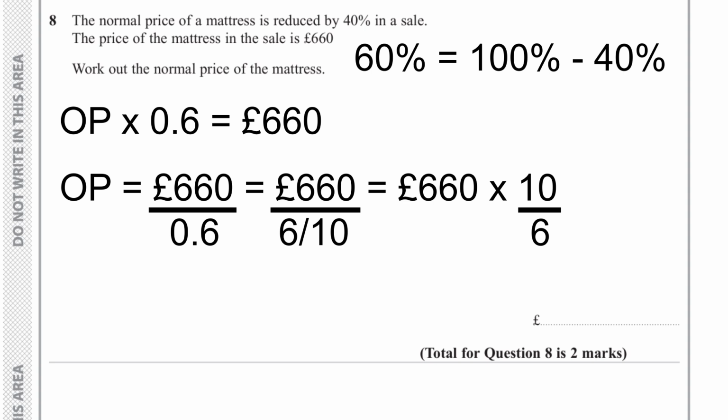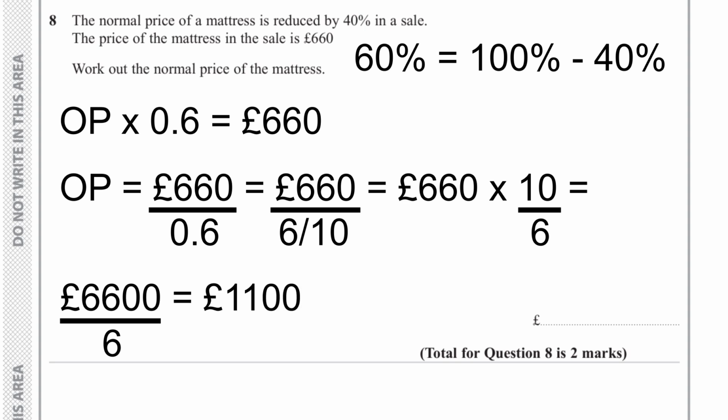So we do £660 times 10. That gives us £6,600 over 6. That's nice and easily dividable by 6. That gives us £1,100 as our original price.